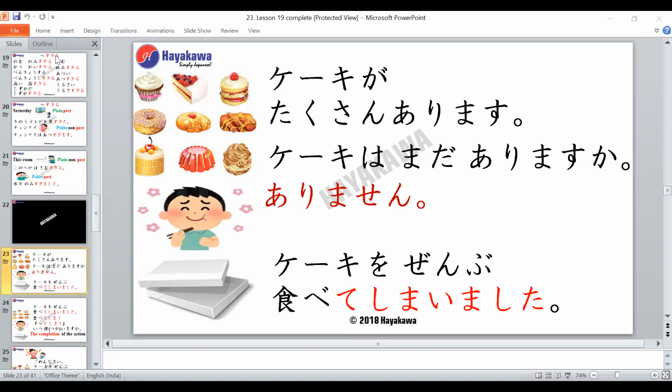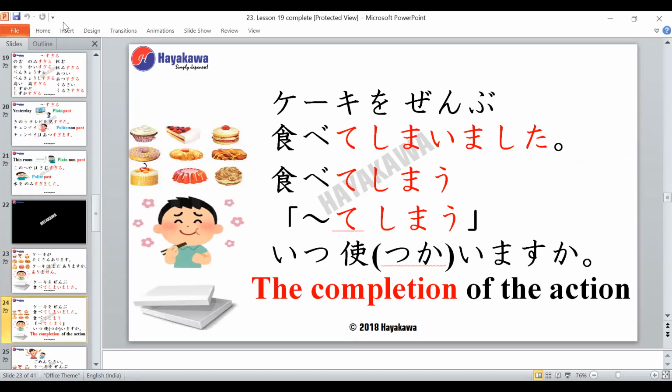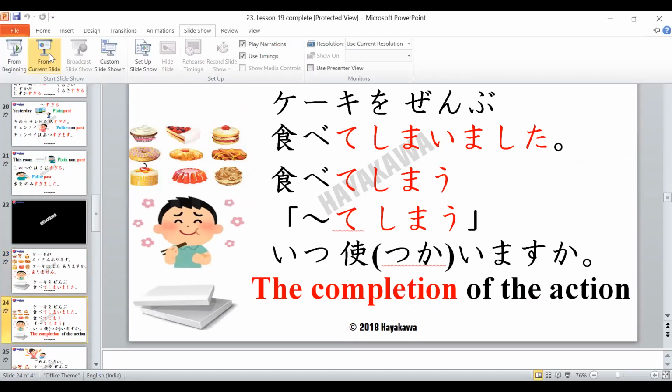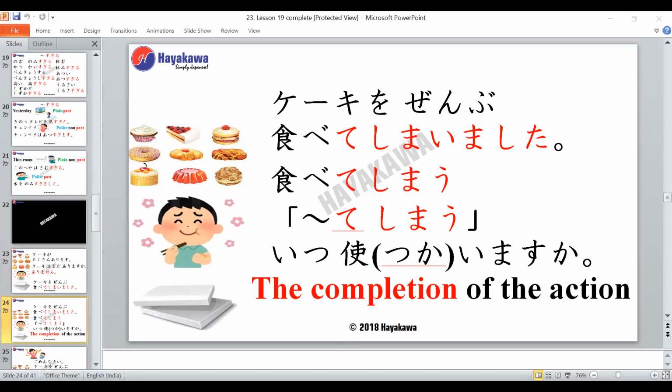Keiki o zenbu tabete shimaimashita. Right? I ate all the cakes. So you have keiki o zenbu tabete shimaimashita. We have the form tabete shimau, which is your te shimau form, right? When do we use this te shimau form?